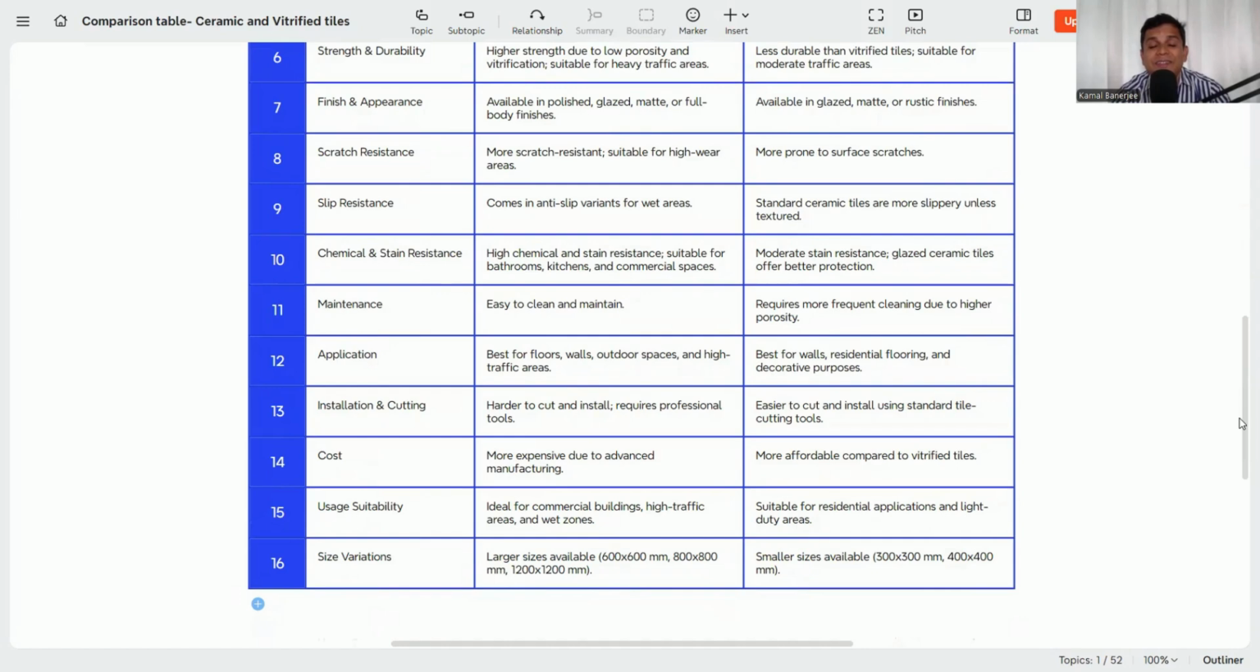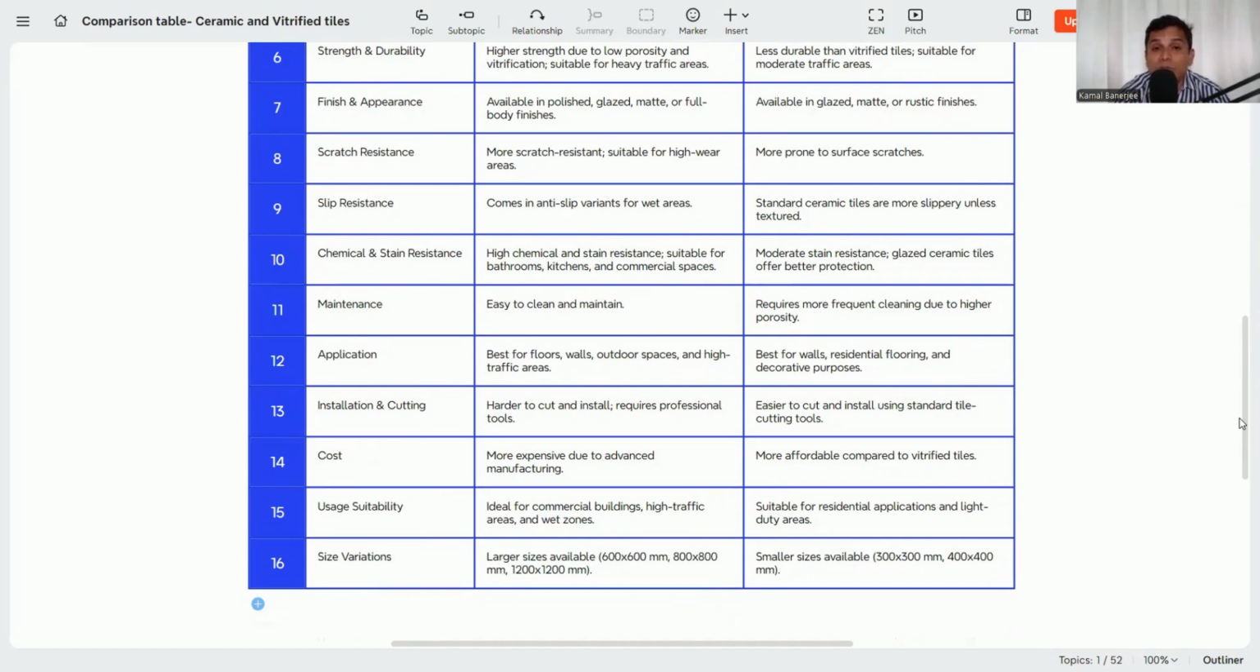Then chemical and stain resistance. Why? Because people will use the floor, so there is a possibility that it can catch stains. So we need to select a tile that has stain resistance capacity. The vitrified tiles have high chemical and stain resistance, suitable for bathrooms, kitchens and commercial places, because the stain will come, and if the stain is not removed or the tile is not chemical or stain resistant, then after some time the entire area of tiles will become stained and it will look ugly, and our purpose will not be solved.